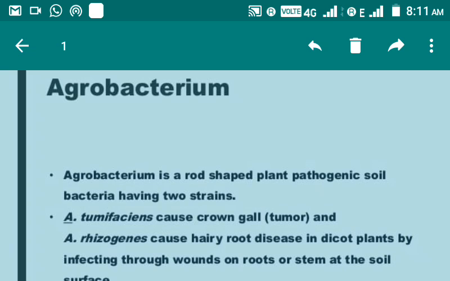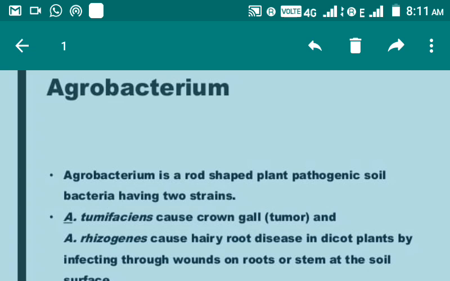Okay, so students, today we are going to see some of the facts, concepts, principles, genes, structures related to agrobacterium mediated gene transfer. So let's start. First of all, we must know about agrobacterium.